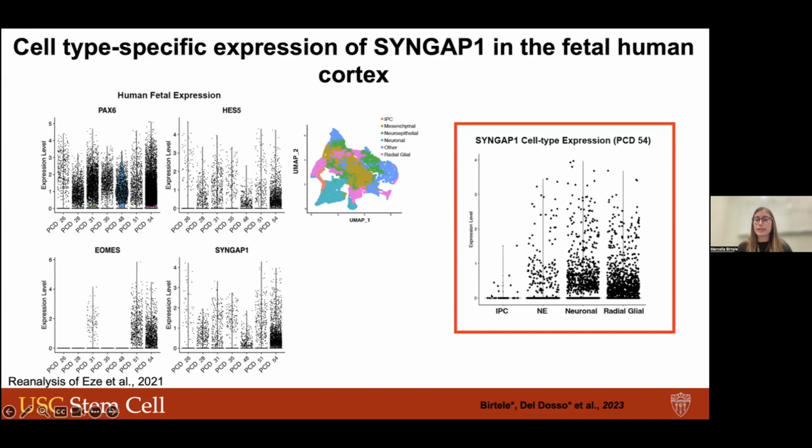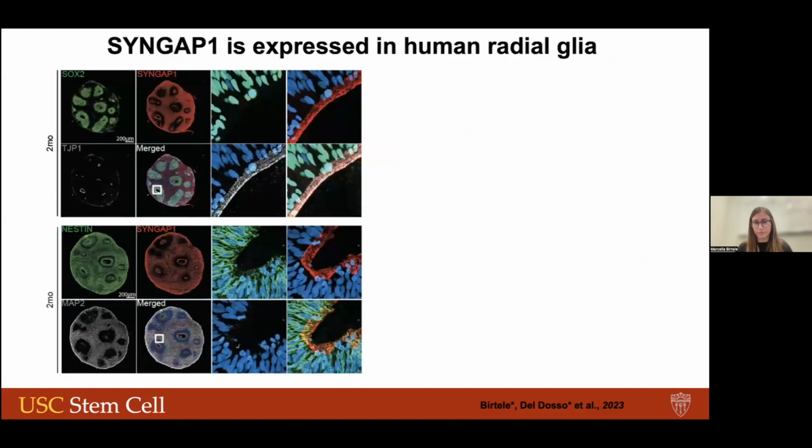However, when we looked at the expression in the different cell types, we were really surprised by the enrichment of SYNGAP in radial glia cells. And this was something that was not described before. So we wanted to validate this data at the protein level. We leveraged a 2-month-old cortical organoid model that we generated with the previously published Velasco protocol from the Arlotta lab.